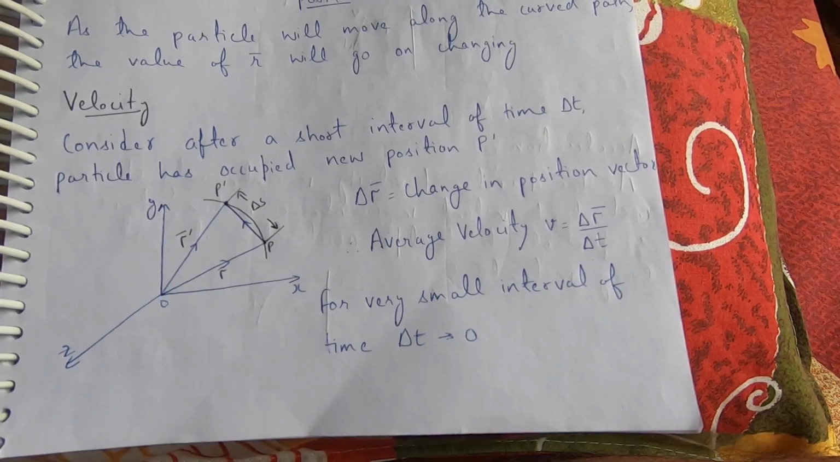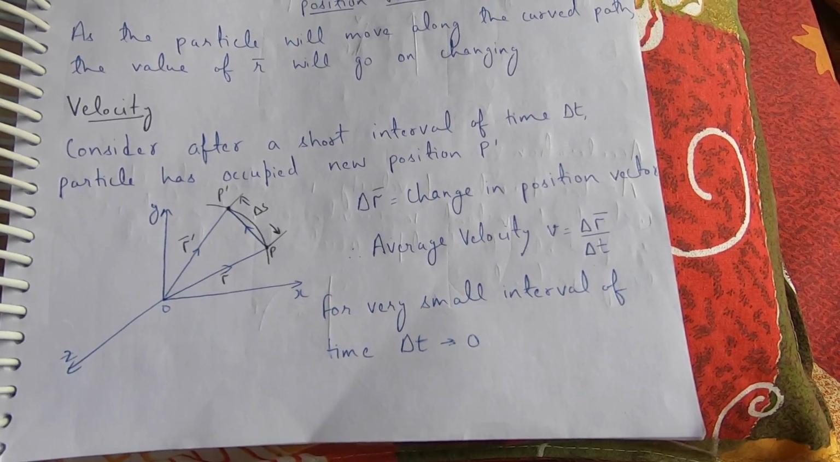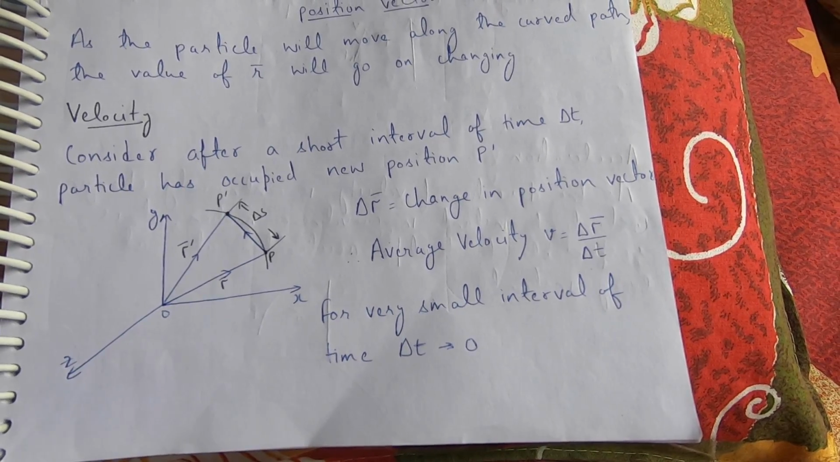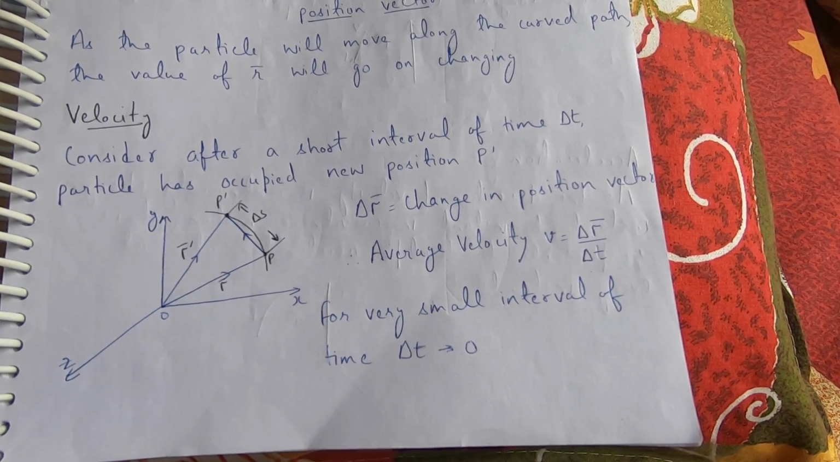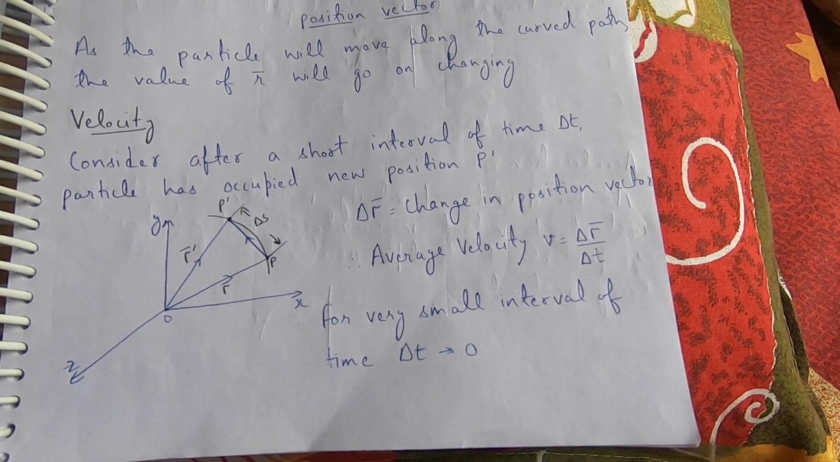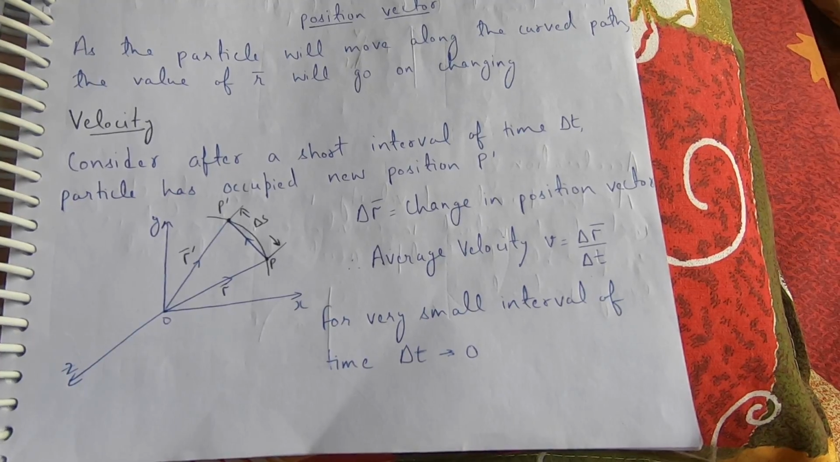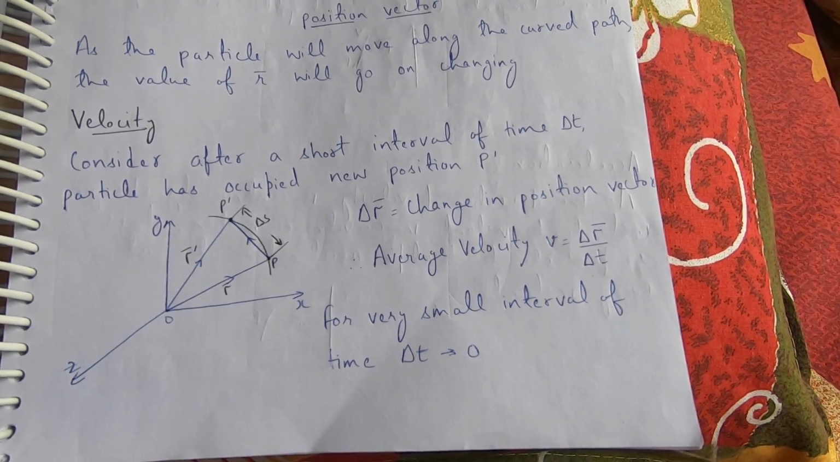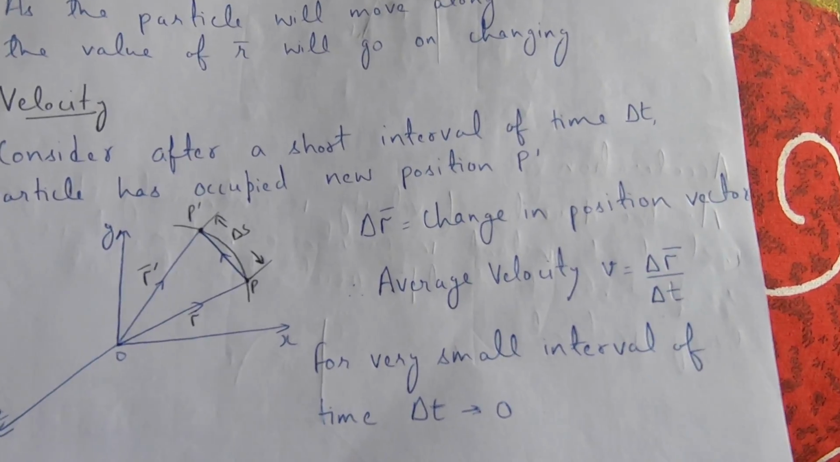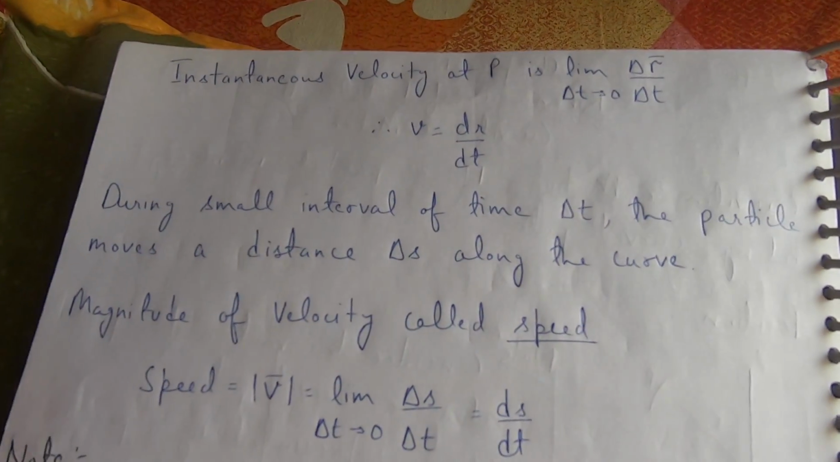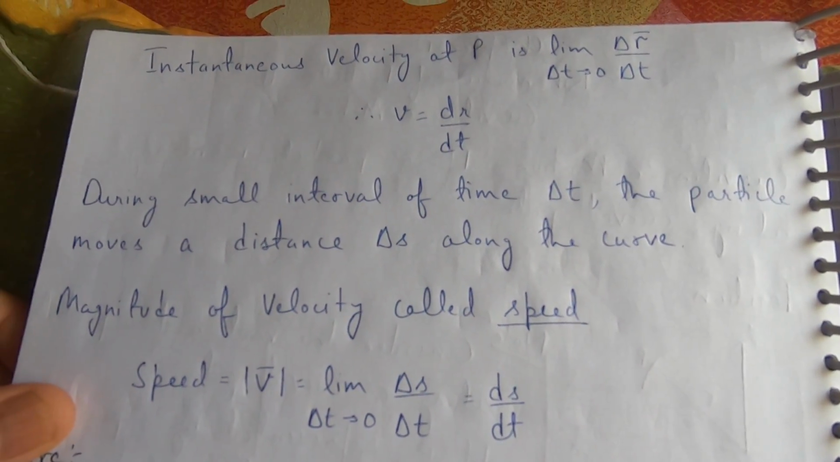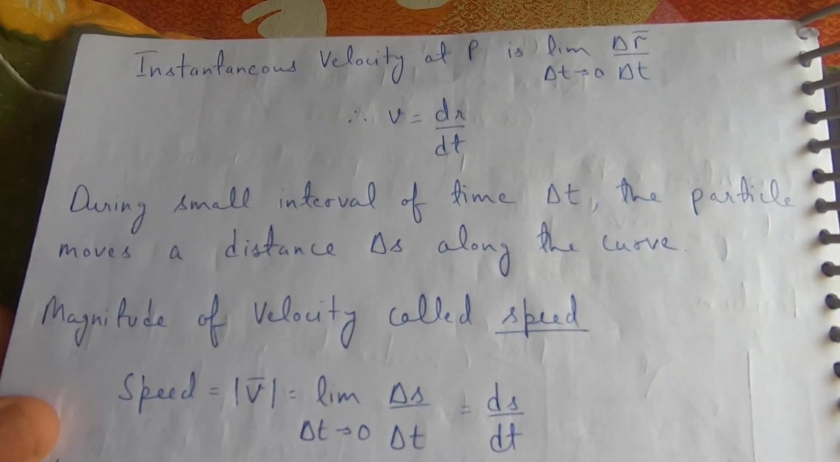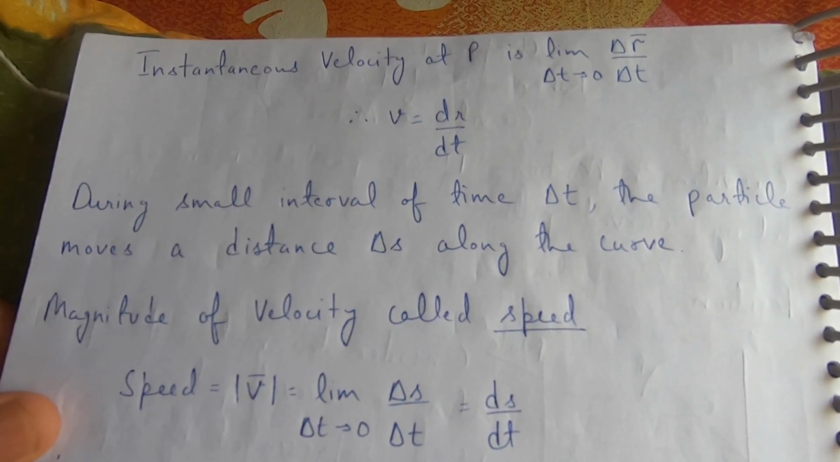Velocity. Consider that after a short interval of time delta t, the particle has occupied a new position P prime. Delta r bar is equal to the change in position vector. Average velocity v is equal to delta r bar by delta t. For a very small interval of time, delta t tends to 0. Instantaneous velocity at P is the limit as delta t tends to 0 of delta r bar by delta t. V is equal to dr by dt.